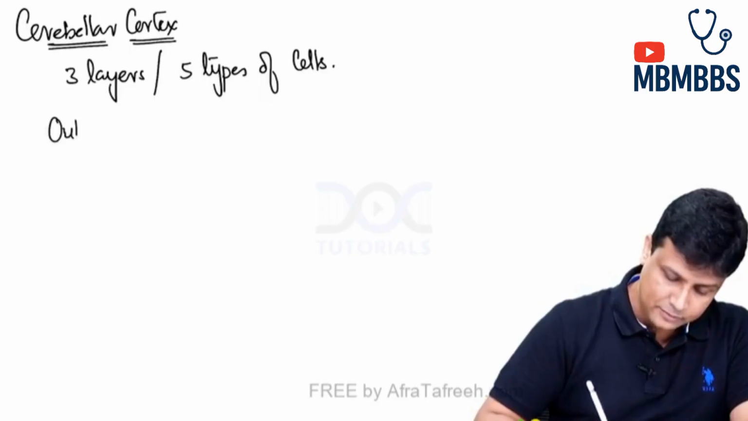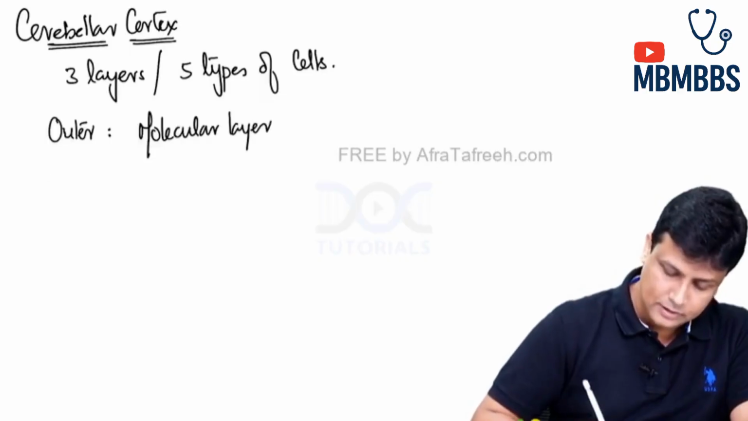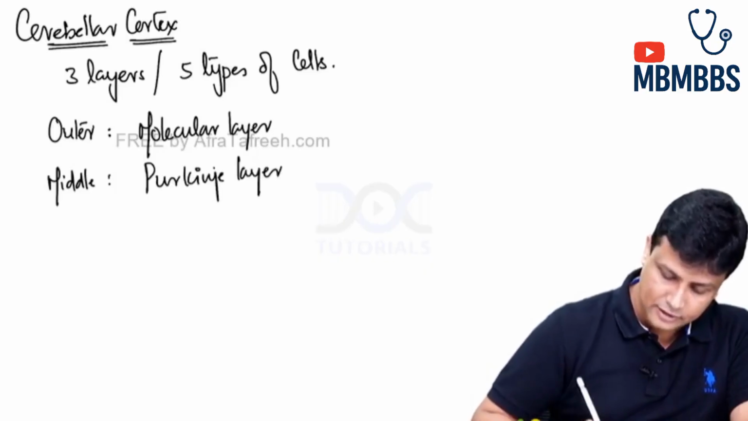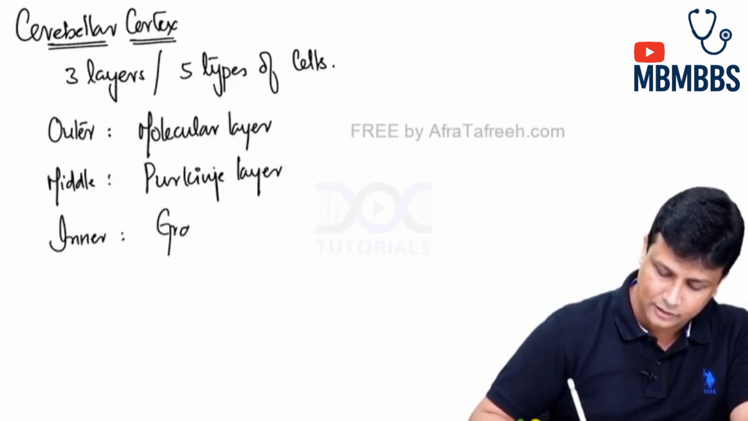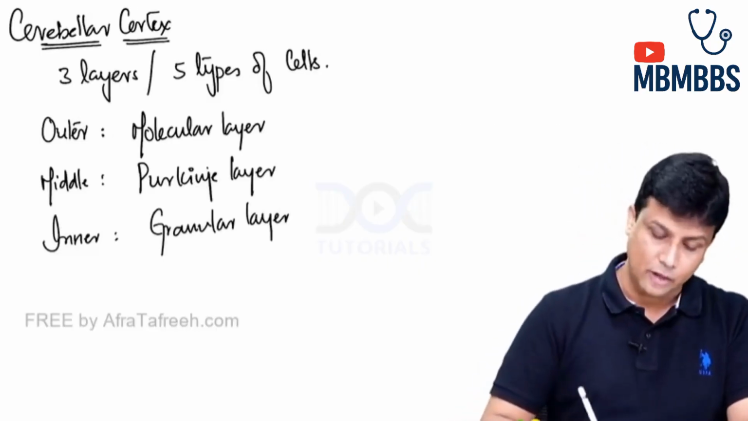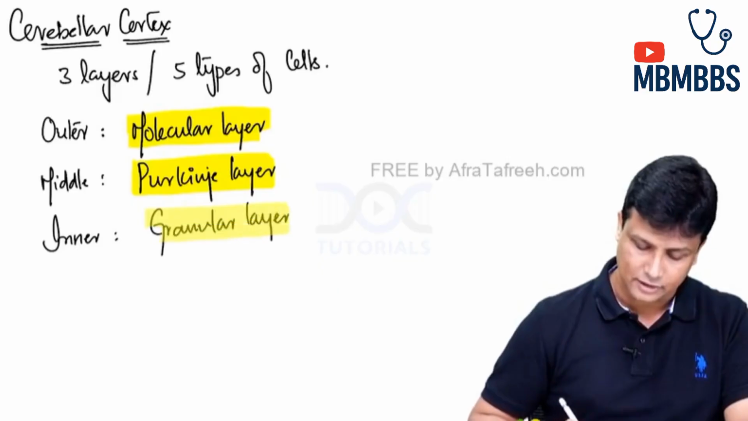The outermost layer is known as the molecular layer. And then the middle layer is known as the Purkinje layer. And the innermost layer is the granular layer. So first learn the names of these layers. I repeat again, the outermost layer will be the molecular layer, the middle layer will be the Purkinje layer, and the innermost layer will be the granular layer.